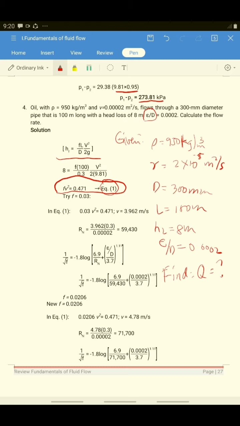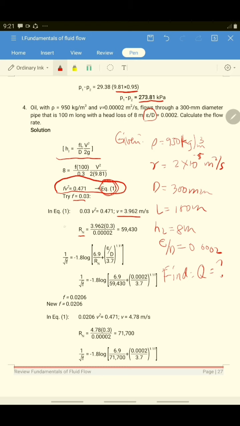You can try that in your home. But here, we will try f is equal to 0.03. So, substituting the value of f to equation 1, you can get the velocity. That is equal to 3.962. So, once you have the velocity, you can get the Reynolds number.